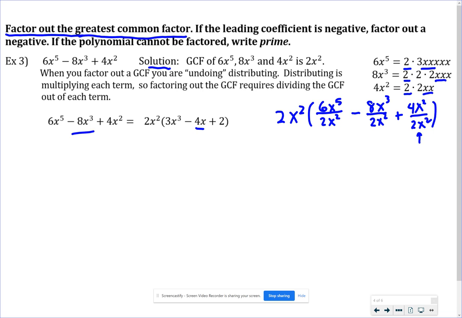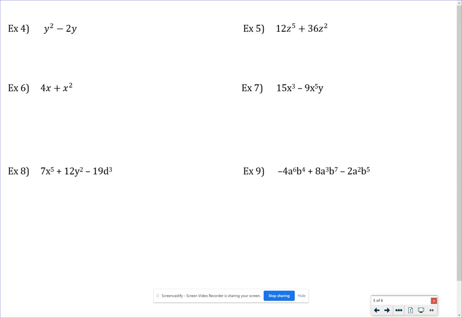The x squared's reduced to a 1, and 4 divided by 2 is 2. That's where this one comes from. And that's the process. So let's go through some examples.